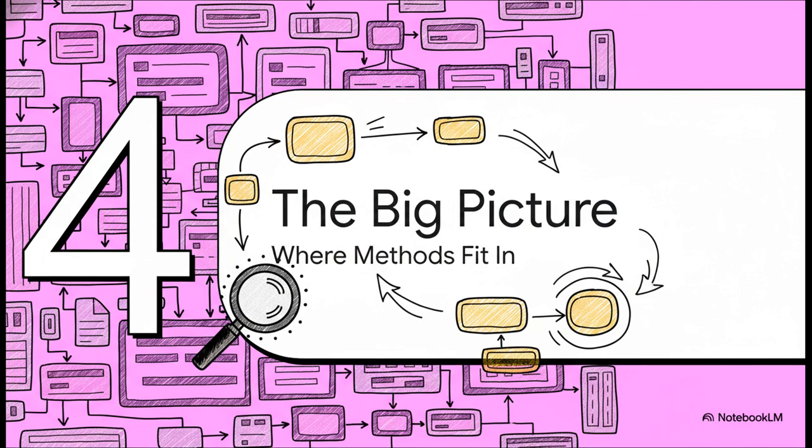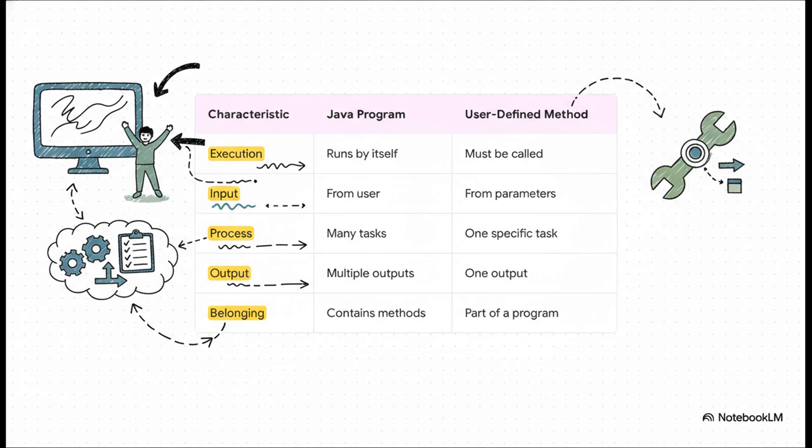Okay, we've been looking at the tiny details, right? The nuts and bolts. But now, let's zoom out. Where does a single method actually fit into the big picture of a whole Java program? This table just lays it out so clearly. A whole Java program, it can run all by itself. But a method? Nope. It has to be called into action. A program might be juggling a bunch of different tasks, but a really good method is hyper-focused on just one. The big takeaway is that methods are the specialized building blocks that you use to construct a larger, more complex program.